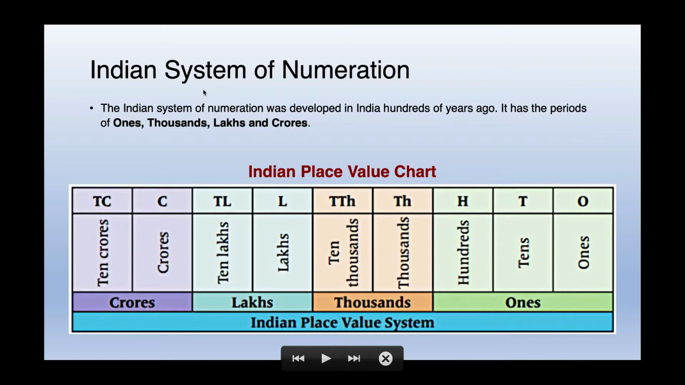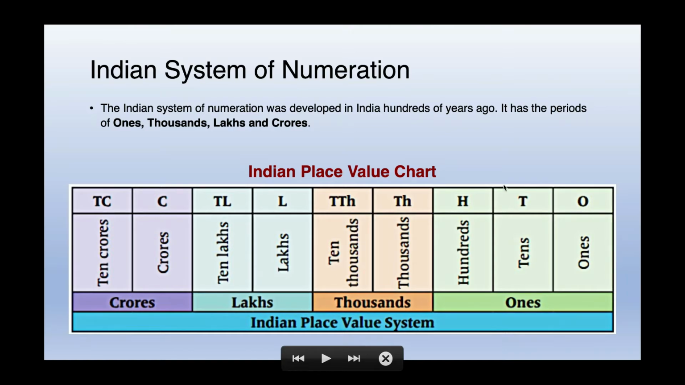Now, Indian system of numeration. The Indian system of numeration was developed in India hundreds of years ago. It has the periods of ones, thousands, lakhs and crores. So this is the Indian place value chart, and this place value chart is consisting of 9 places, and these 9 places are divided into groups into 4 periods of ones, thousands, lakhs and crores.